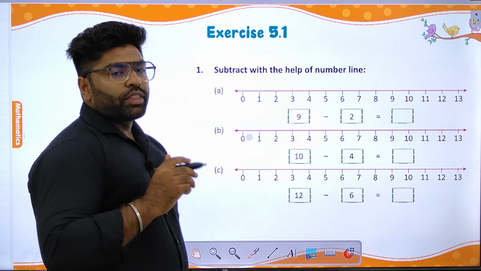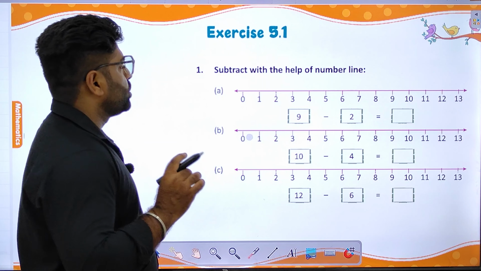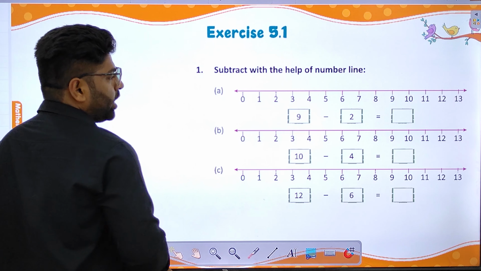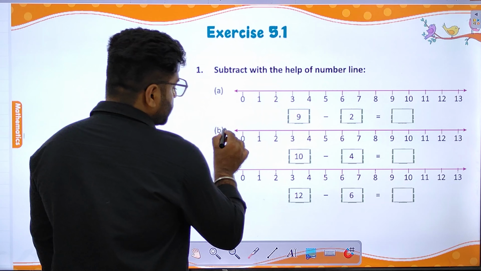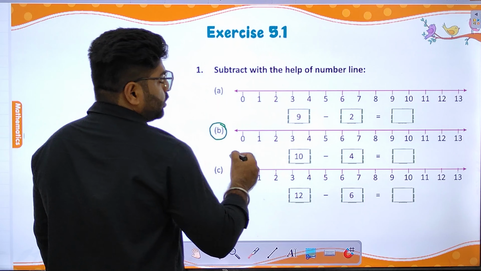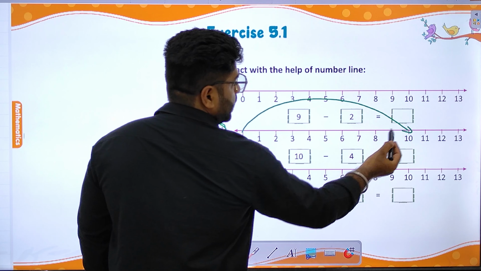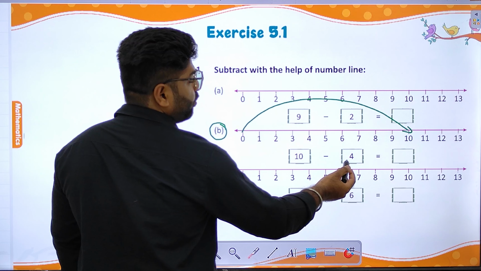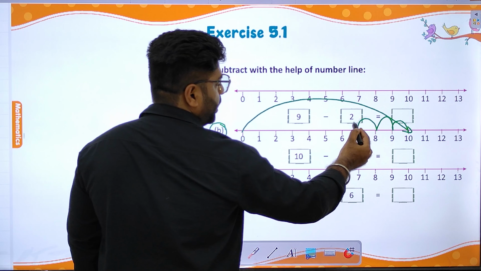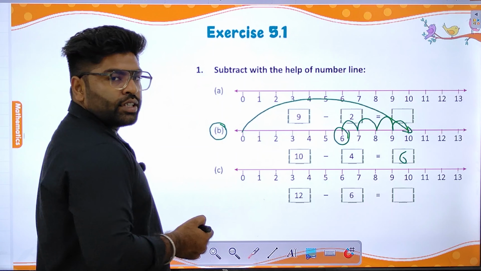Now we are going to solve our exercise 5.1. Here in question number 1, subtract with the help of a number line. So here we are having the number line, question number B. Here we are having 10 minus 4. First we have to take a jump from 0 to 10. Clear? Then we have to subtract 4. So we will take 4 steps backward, 1, 2, 3, 4. Here we are having 6 as the answer.